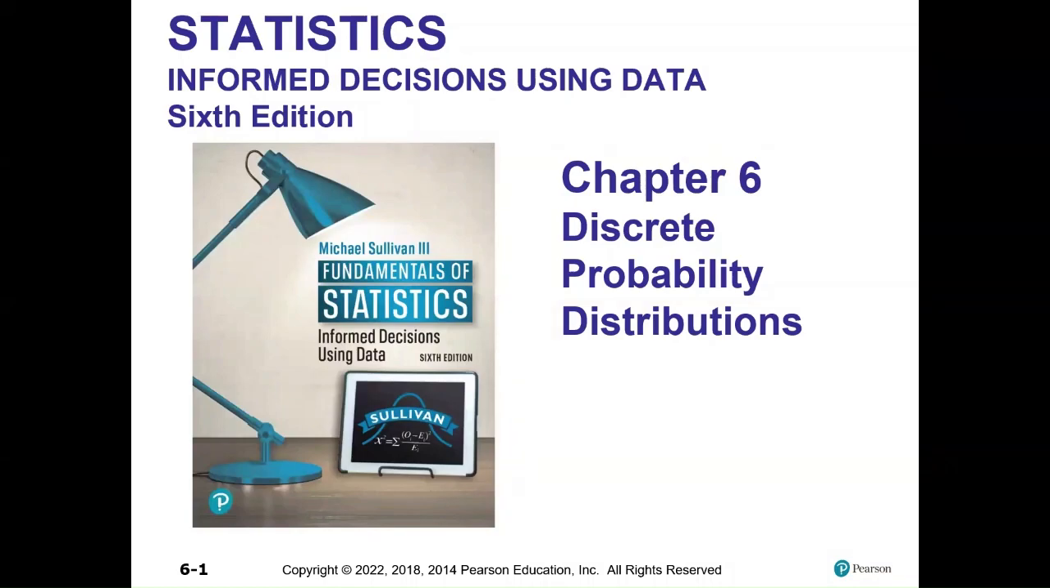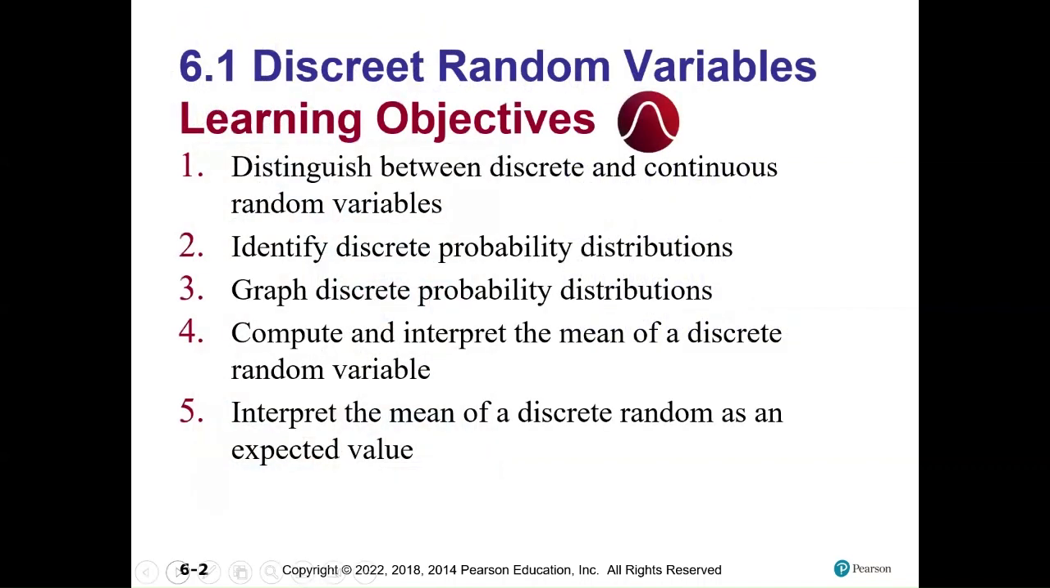Great. So this is chapter 6, and we are going to talk about what are called discrete probability distributions. In the first section here, we're going to review what discrete and continuous variables are. This is a concept we discussed very early on in our class. We are then going to look at discrete probability distributions. We are going to graph them, and then we can compute and interpret the mean of a discrete random variable and discuss that it is also called the expected value. Kind of a continuation of some probability stuff that we just finished up.